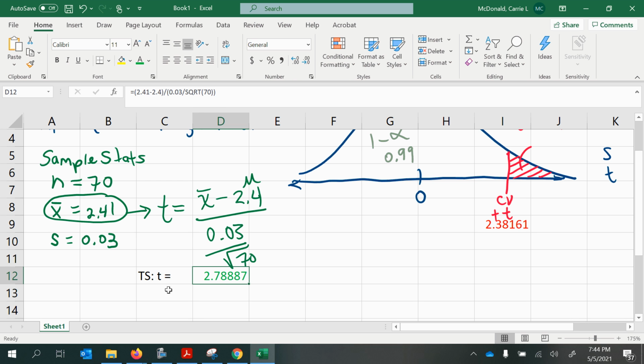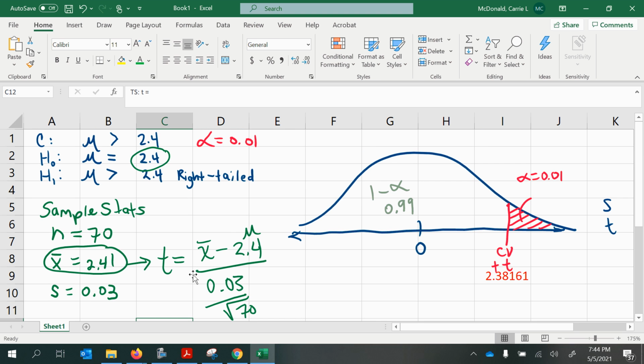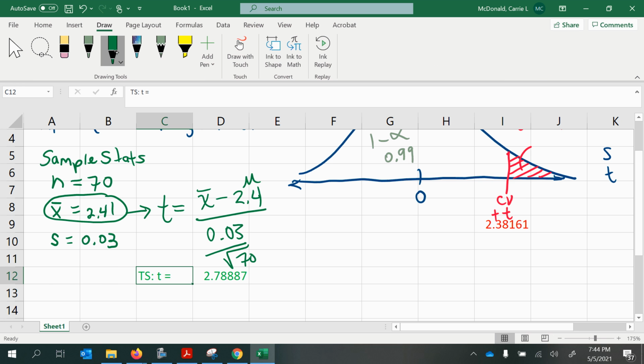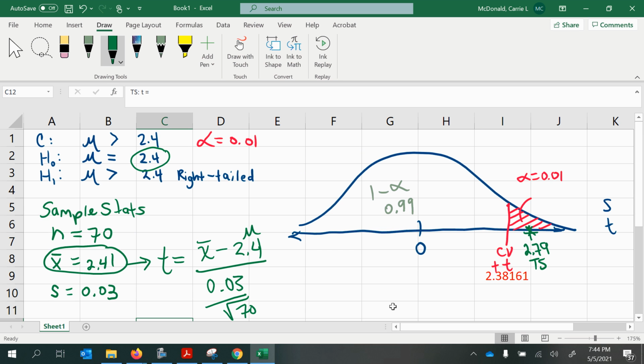So this is our green boundary. We're going to now place it on the sketch and see if it falls in the red region. So the test statistic is 2.79 approximately, which is farther to the right than our critical value. So I'm going to put that over here, 2.79-ish. That's my test statistic. Okay, now the boundary I've already put on there.